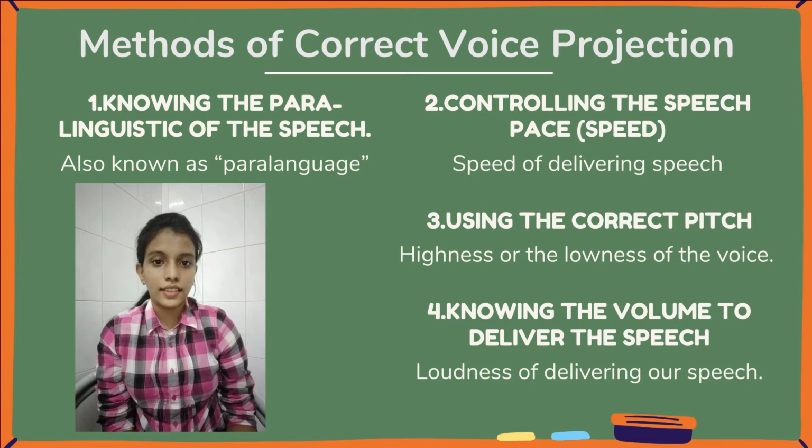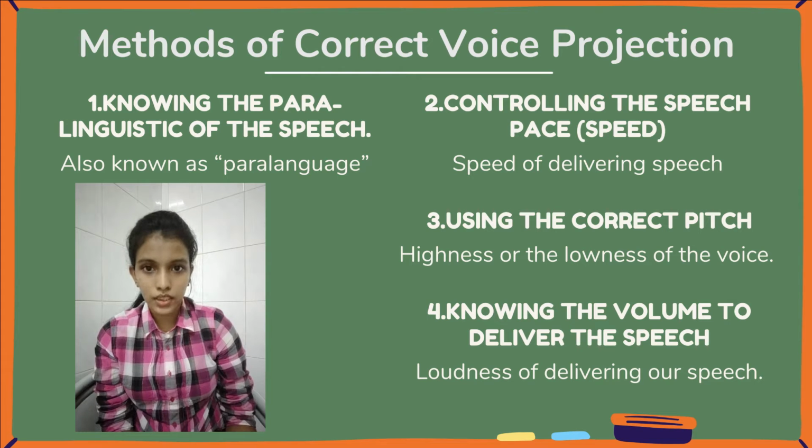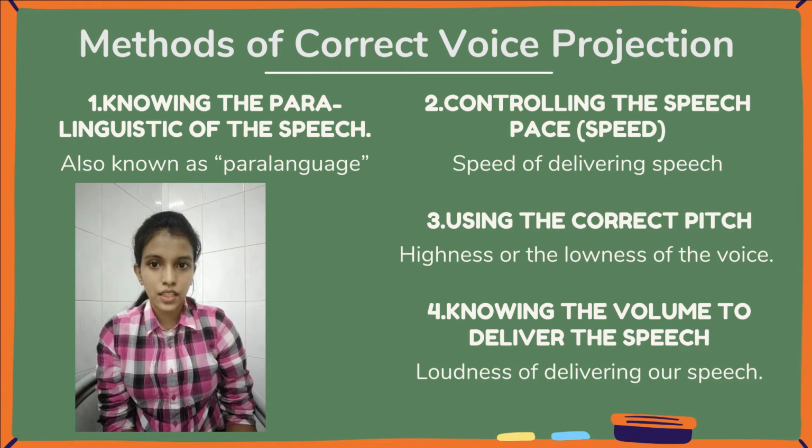The fourth method in voice projection is knowing the volume to deliver the speech. Volume is about the loudness of the speech. The volume should be not too high and not too low. It is based on the size of the audience. Varying the loudness of the speech will also help the speaker to express the main point of the speech.